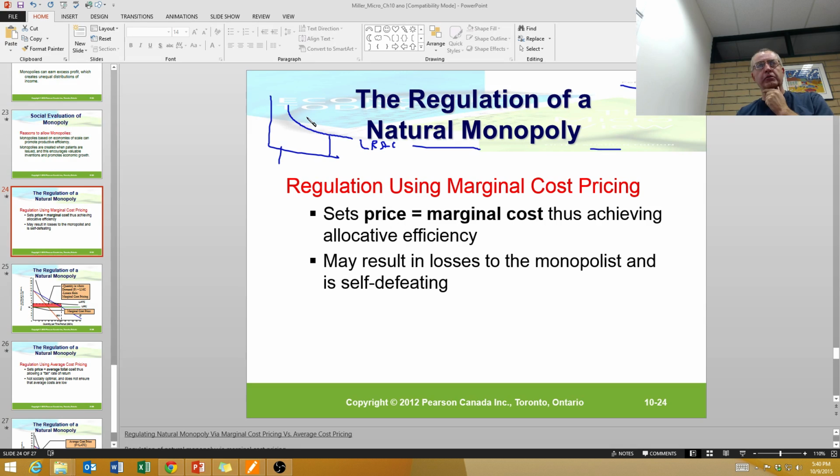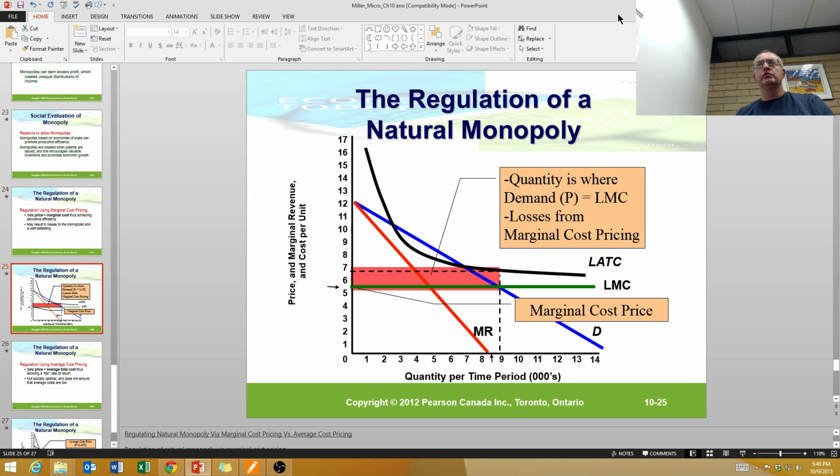And so governments might try to regulate a natural monopolist by forcing it to produce where price equals its long-run marginal cost in order to achieve allocative efficiency. And so we've got a little diagram of this. So here's our long-run, here's a monopolist, here's our long-run average cost curve, here's a long-run marginal cost curve, here's a demand curve, here's our marginal revenue curve. And so the monopolist wants to produce where marginal revenue equals marginal cost. So the monopolist wants to produce at this point here.